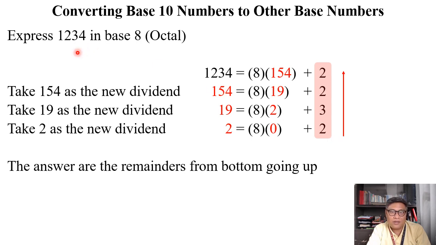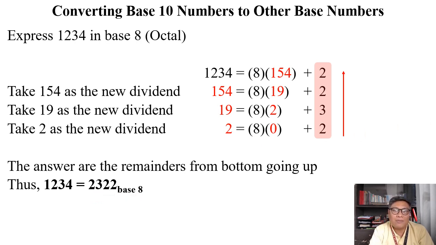So therefore, 1234 when converted to base 8 is equivalent to 2322 base 8. Again, you have to look at the remainders from the bottom going up. That's a very crucial decision to make. Most of the students look at it from the top going down. That's a mistake. It's always from the bottom going up, class. So therefore, 1234 when converted to base 8 is 2322 base 8.